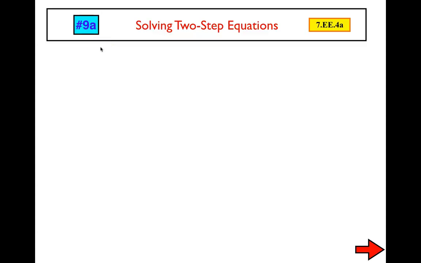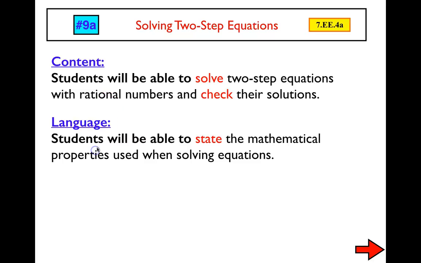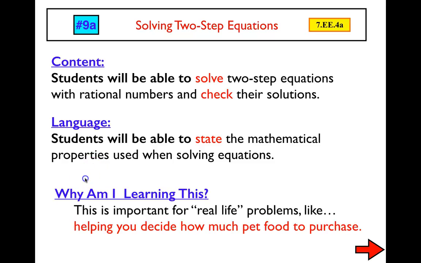Today we're going to be covering 9A, which is solving two-step equations. Content objective: students will be able to solve two-step equations with rational numbers and check their solutions. So just a friendly reminder, rational numbers will include decimals and fractions. Our language objective is students will be able to state the mathematical properties used when solving equations.